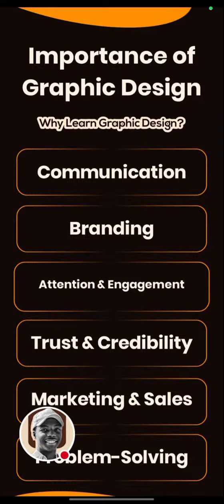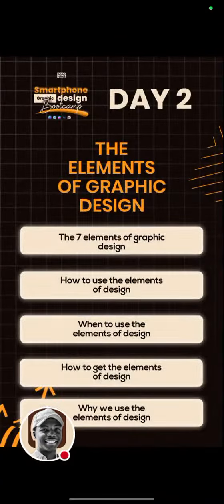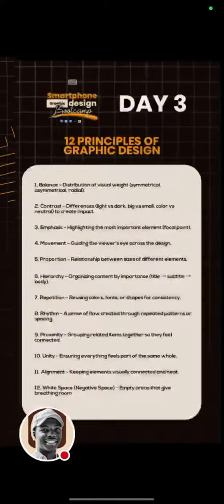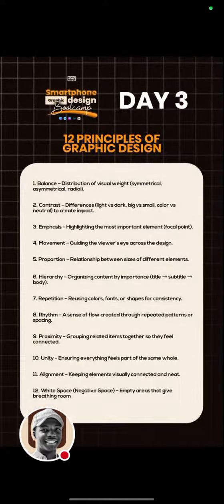On day 2 we talked about the elements of design, the 7 elements of design: line, shape, texture, and space. And on day 3 we talked about the 12 principles of design: balance, contrast, emphasis, movement, proportion, hierarchy, repetition, rhythm, proximity, unity, alignment, and white space.